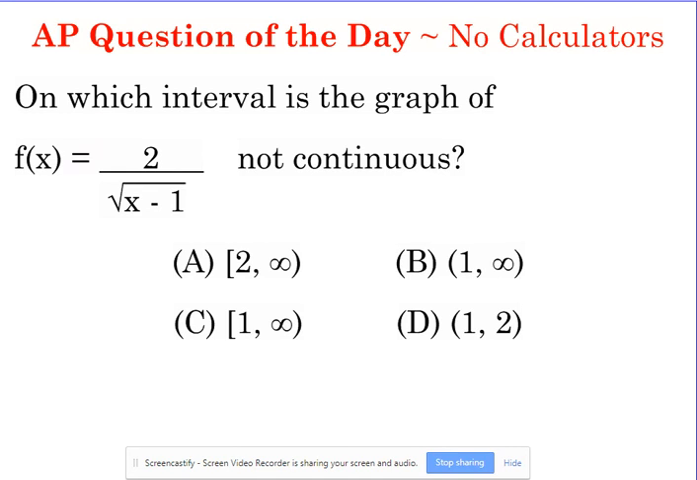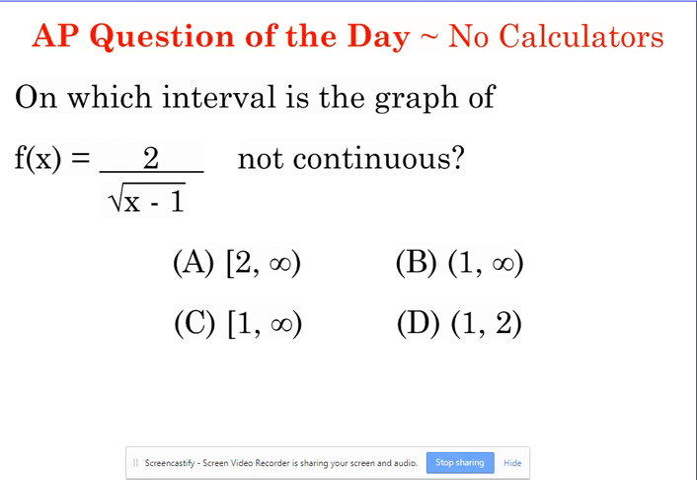You need to think about what we were talking about, where the square root function is defined, and then see what you think. So pause the video, think about it for a second, and then come back to the video for my explanation. So where's the graph not continuous? Let's start with where it is continuous.